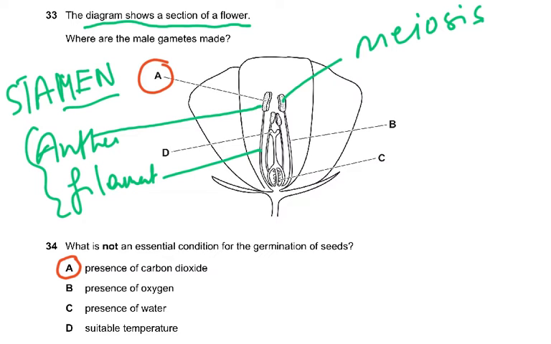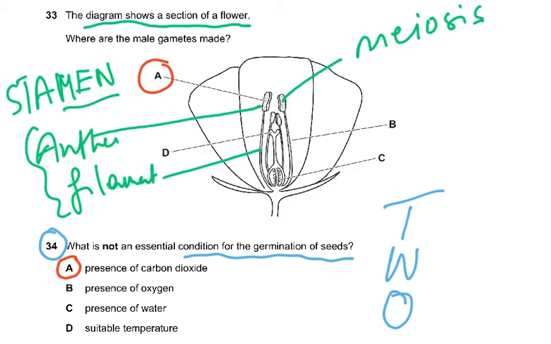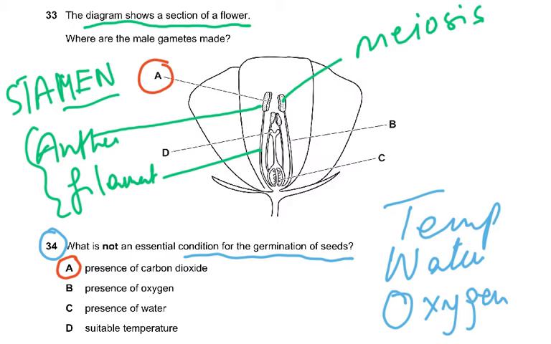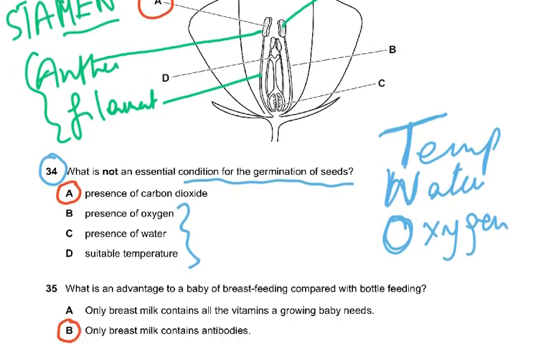Then coming on to question number 34, what is not an essential condition for the germination of seeds? Germination of seeds requires three things: an adequate temperature, water, and oxygen. Please remember it's not air, so we don't need carbon dioxide. All these three are needed, and the mnemonic for it is TWO: temperature, water, and oxygen. So for question 34, the answer was A.